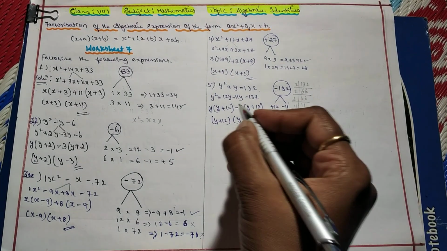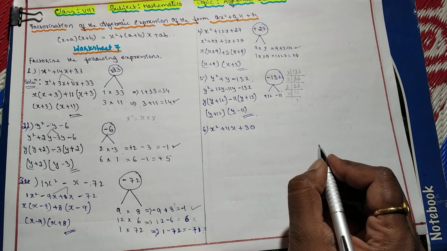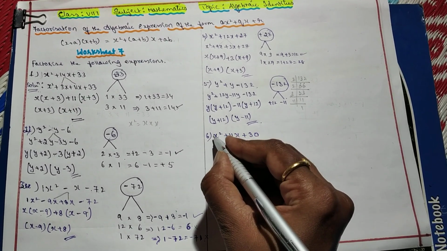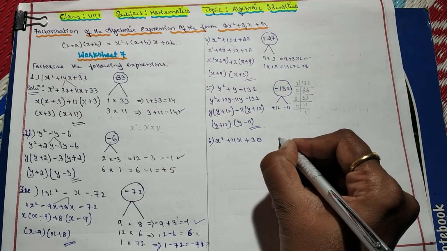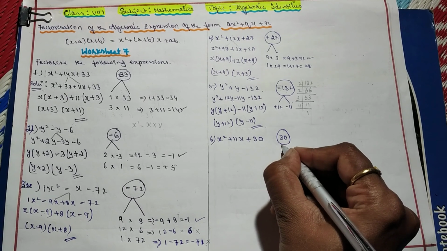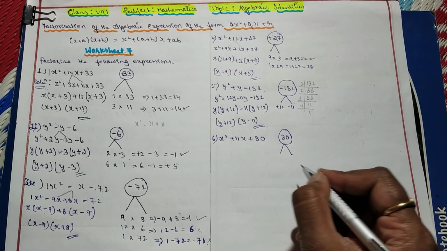Now let me move to the sixth question, children. X square plus 11x plus 30. So the first step is 1 into plus 30 is plus 30. Plus 30. Now choose the table. In which table do we require it, right?